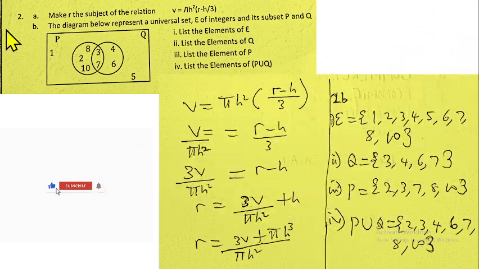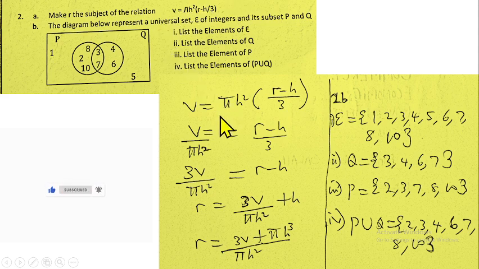Now question number 2 is, the first one is on change of subject of formula, and 2b is on Venn diagram. So in 2a, you have to make r subject of the formula in the relation v equals to pi a square into h minus r over 3. So you may not understand what you have written here. That's why I've helped you to interpret and rewrite it very well. The way they type the question is not well typed. So this is the proper way of writing the equation.